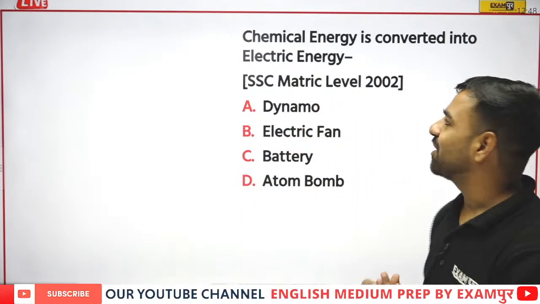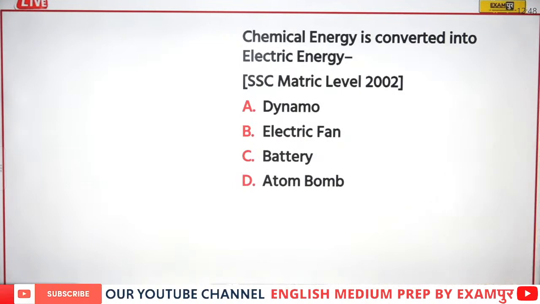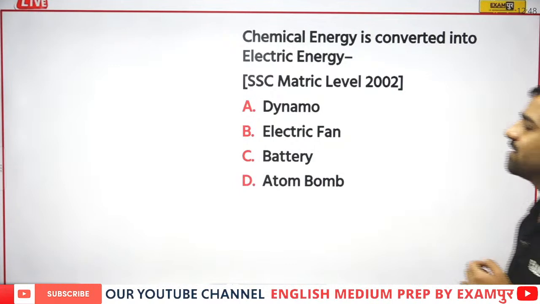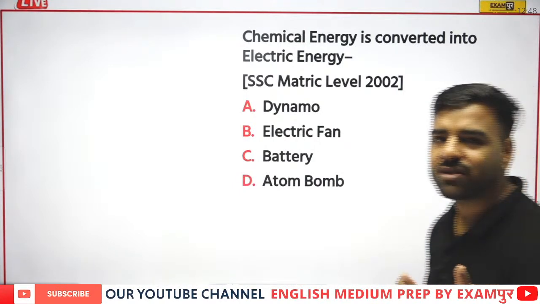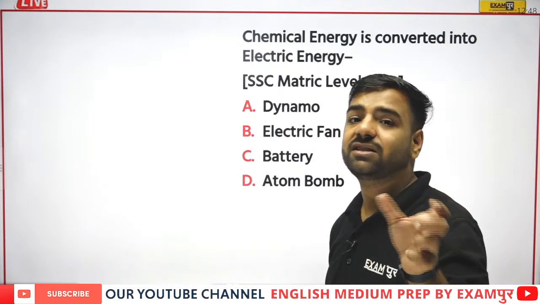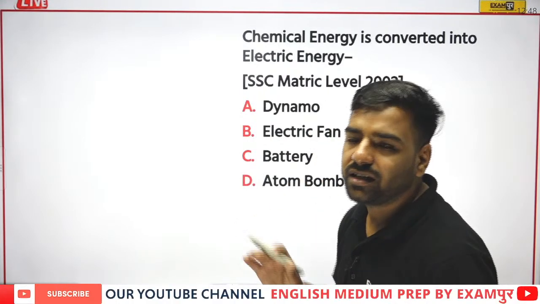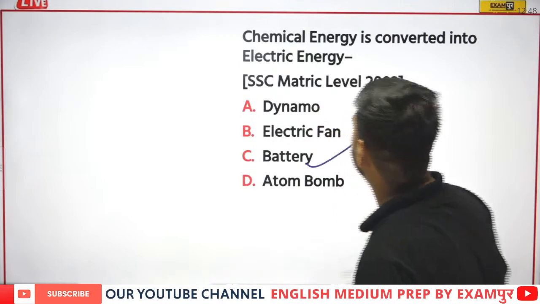Okay. So I was talking about chemical energy which is converted into electric energy. Is it dynamo, electric fan, battery, or atom bomb? We have discussed it. Very basic question. We were talking about the chemical energy which is stored in the battery, right? So that is converted into the electric energy. Here battery would be the correct answer.